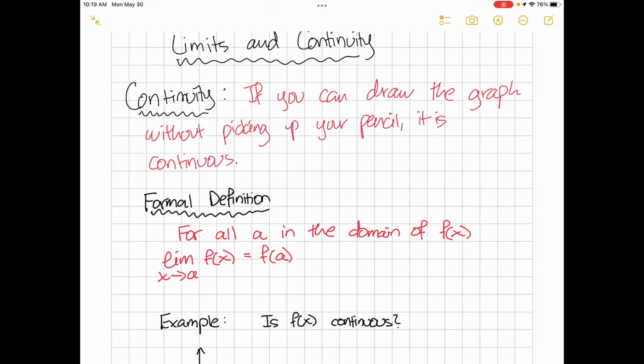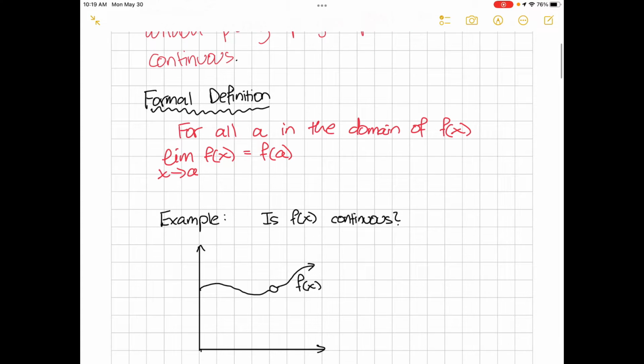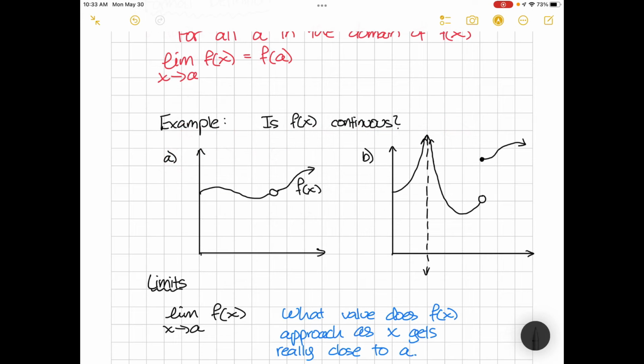And if I were to formally define that, for all a in the domain of f of x, the limit as x approaches a of f of x equals f of a. And this may seem a little confusing, but hopefully by the end of this video, it'll be clear. So let's do an example. So this example is asking us, is f of x continuous, and it's providing us a graph.